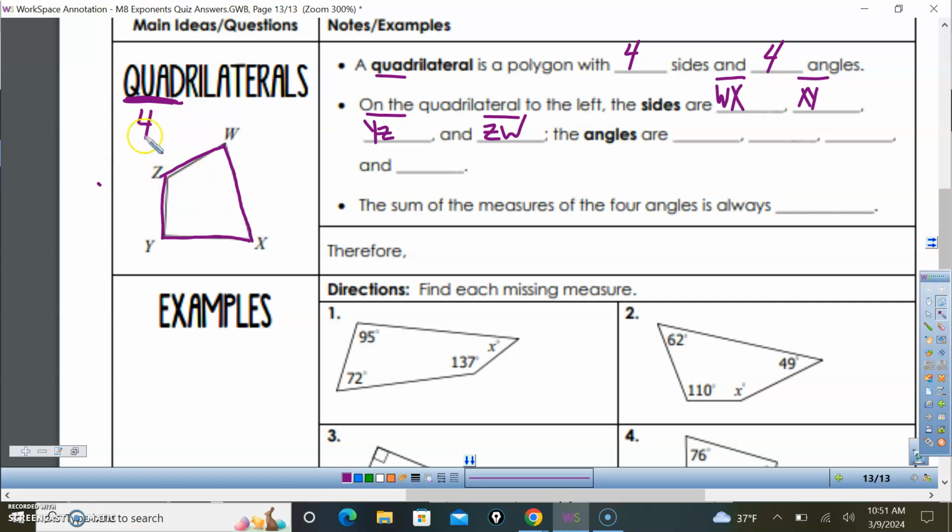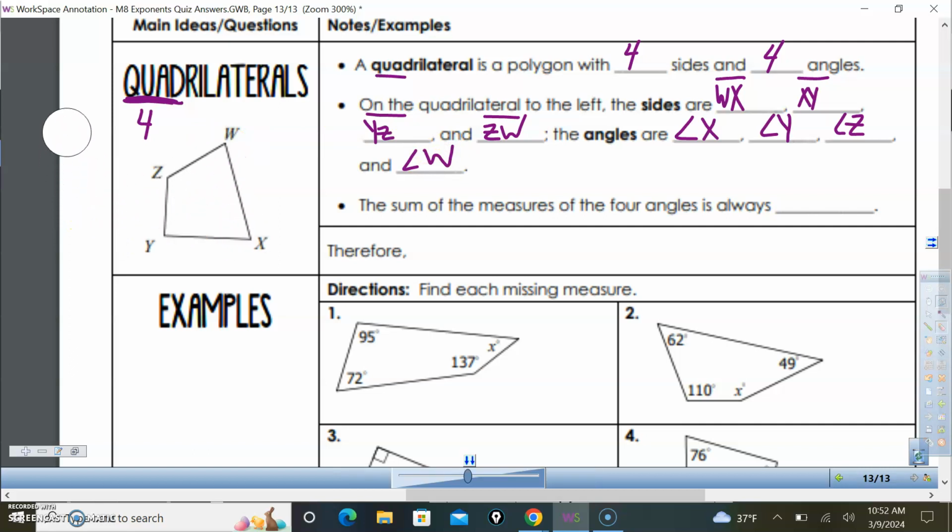And then we also have angles. So to show that we're dealing with an angle, we use this little angle symbol: angle X, angle Y, angle Z, and it looks like I missed angle W at the beginning. So those are your 4 angles.